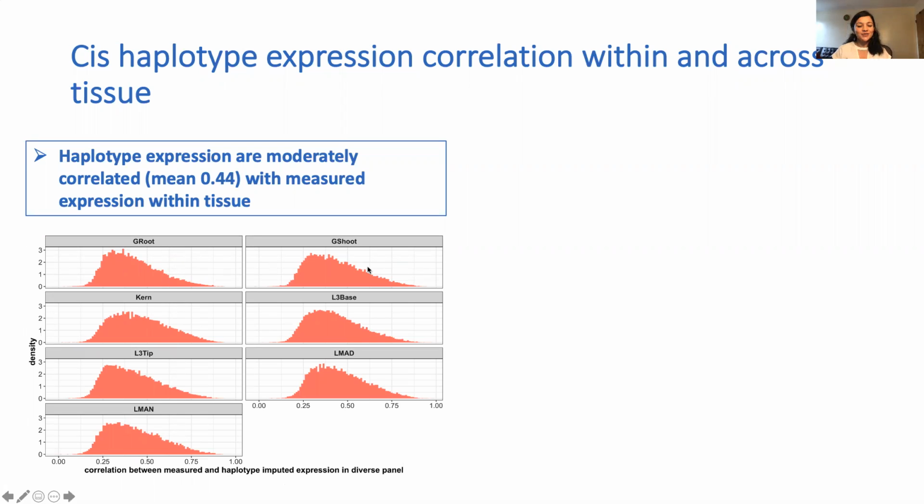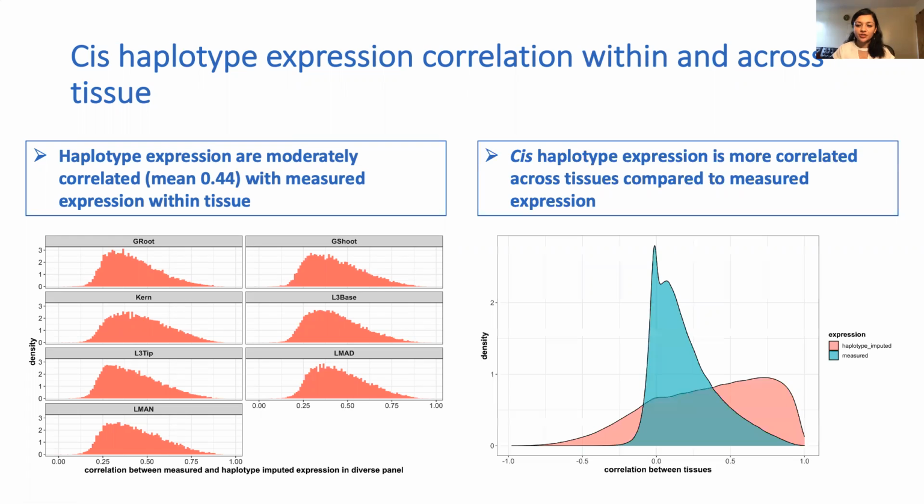But we are more interested to see what the correlation looks like across these 7 diverse tissues, because we had hypothesized that the haplotype expression would be more transferable across the tissues compared to the measured expression values. As we can see, the correlation across tissues for the haplotype-imputed expression, which is this line in coral here, is higher compared to the measured expression values, which peak around 0. So by partitioning out the trans component, which includes more developmental and environmental noise in expression, we got higher transferability across the tissues for haplotype expression.